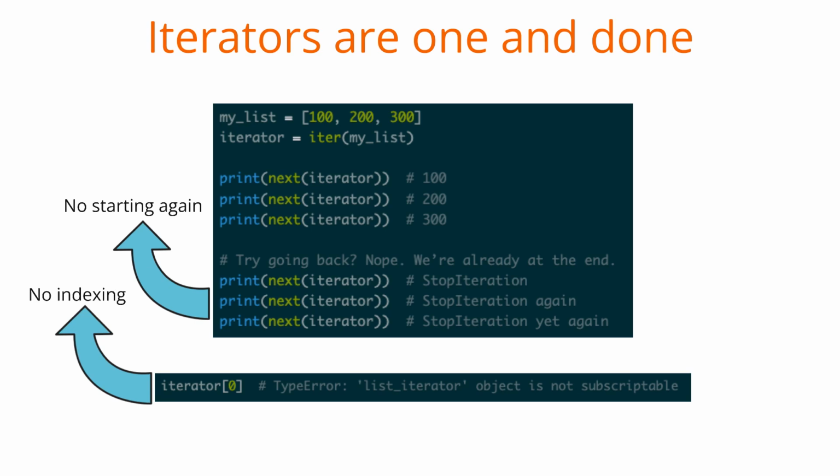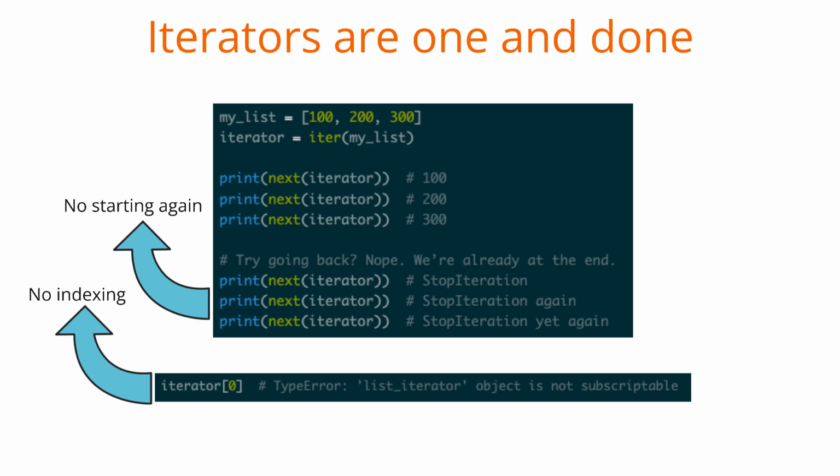So here's the takeaway. Iterables like lists are reusable. You can loop over them multiple times, and you can use indexing to refer to specific items. Iterators are one and done. Once you've gone through them, they're spent. If you need to go through the values again, you'll need to recreate the iterator from the original iterable.